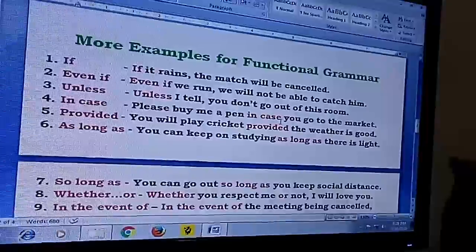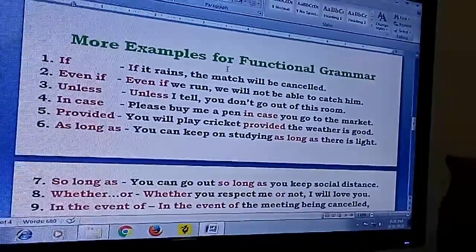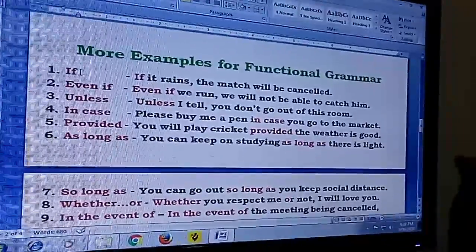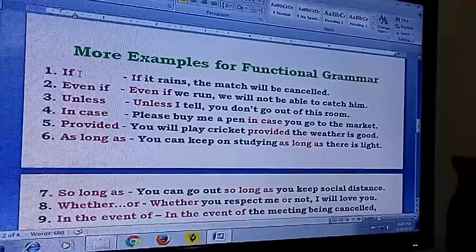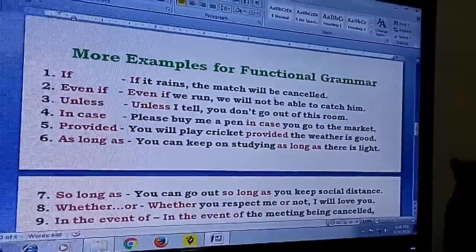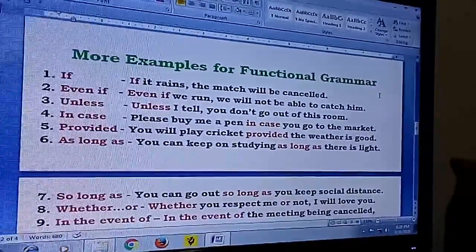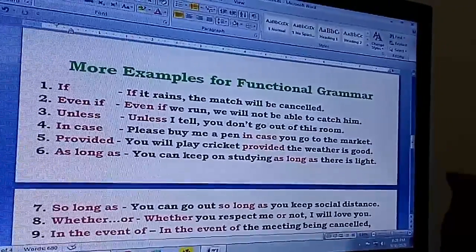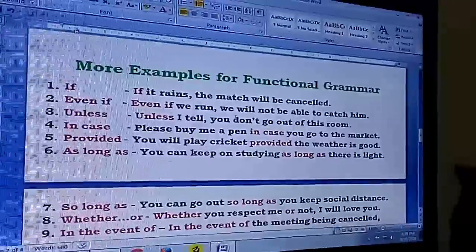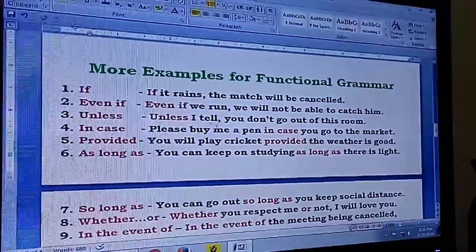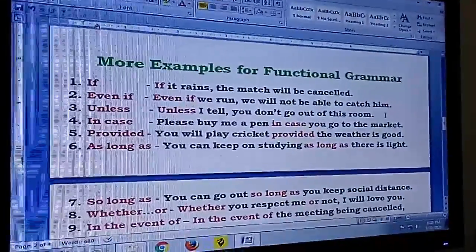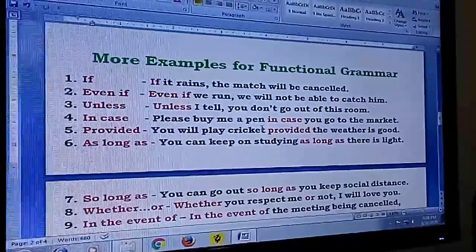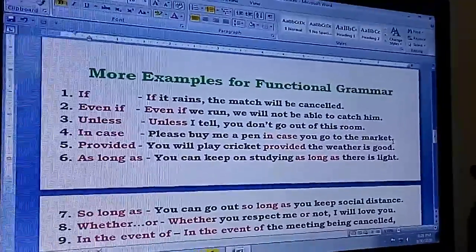It is in this context we have got some more examples for functional grammar, and some of these conditional sentences are beginning with if. So see, if it rains, the match will be cancelled. Even if we run, we will not be able to catch him. Unless I tell you, don't go out of this room. In case, please buy me a pen in case you go to the market.